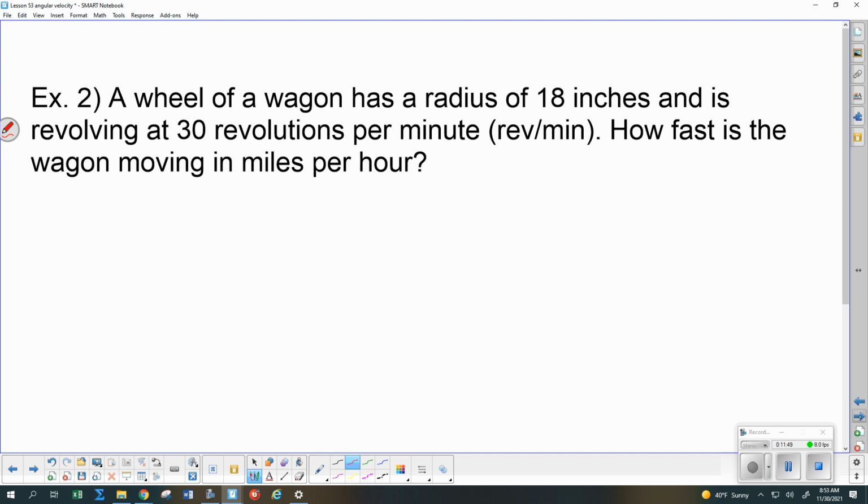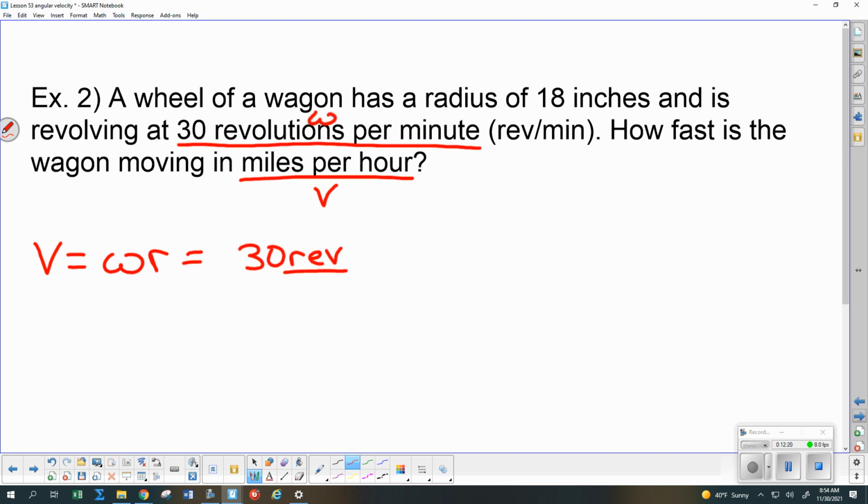So let's do a couple of examples here. We have a wheel of a wagon, and we've got a radius. It's revolving at 30 revolutions per minute. So that's our angular velocity. And we want to know how fast it's moving in miles per hour. That's our V. So always start by writing down the blank formula, V equals omega R. And then we start plugging in. They tell me that omega is 30 revolutions per minute. Oops, I can't use the formula because it's revolutions. If I want to put it in the formula, it's got to be in radians. So I need to get rid of my revolutions and make it radians, and we know one revolution is 2 pi radians. Now I've fixed omega to be able to use it in the formula.